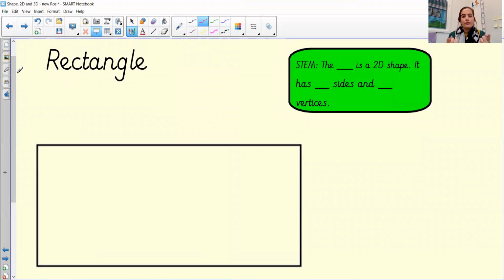Rectangle. I say, you say, rectangle. Well done. The rectangle is a 2D shape. It has sides and vertices. Let's have a go. It has the sides. You do this at home. I'm not going to tell you. And it has how many vertices? Excellent. It has 4 sides and 4 vertices. Let's move on.